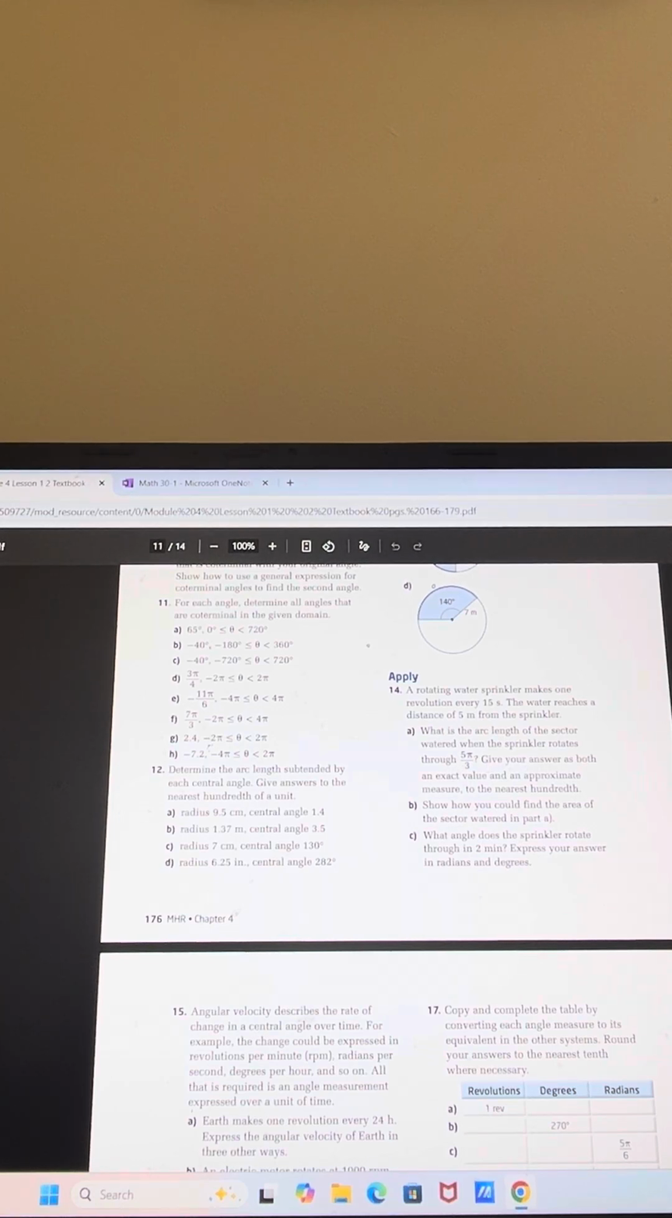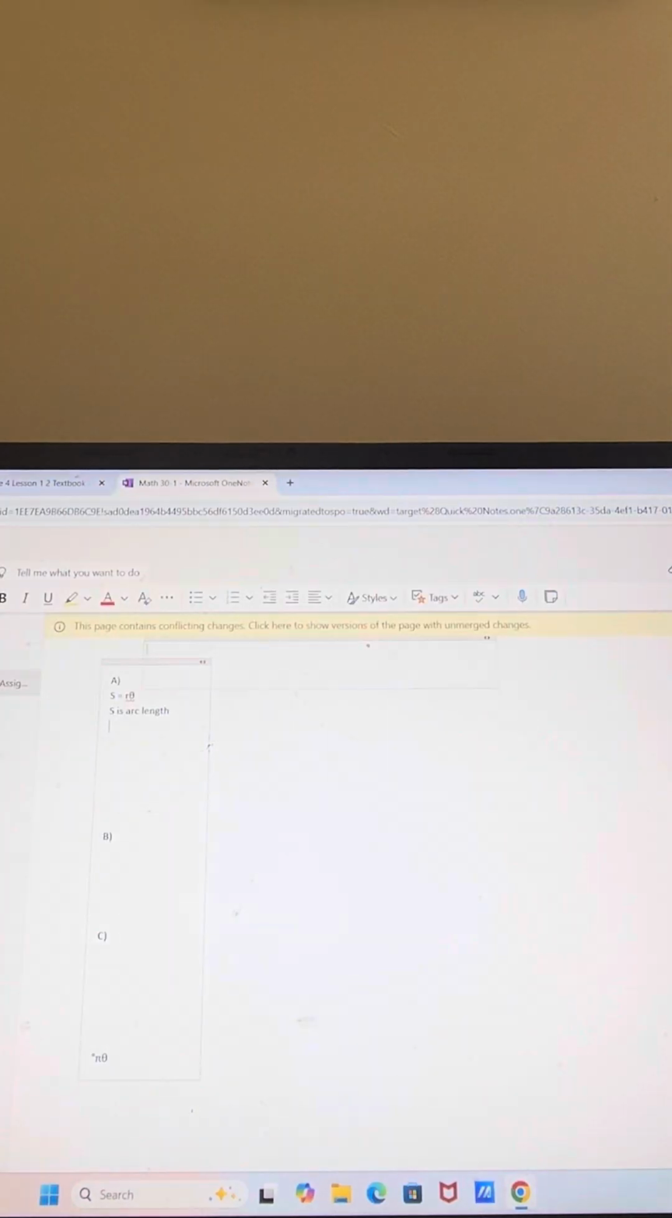And here we have to give our answer as an exact value and an approximate measure to the nearest hundredth. And B, we have to show how we can find the area of the sector watered in part A. And C, what angle does a sprinkler rotate through in 2 minutes? And we have to express our answer in radians and degrees. So I just got started here.